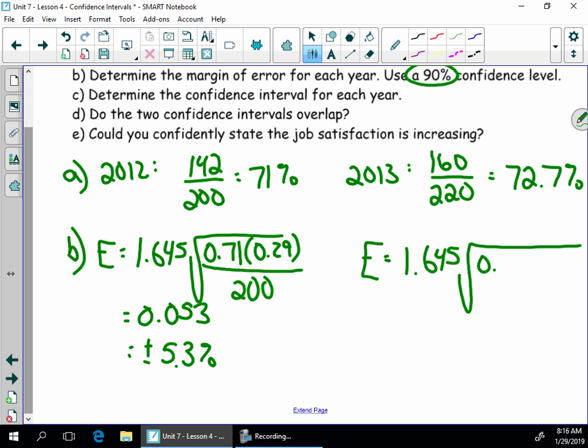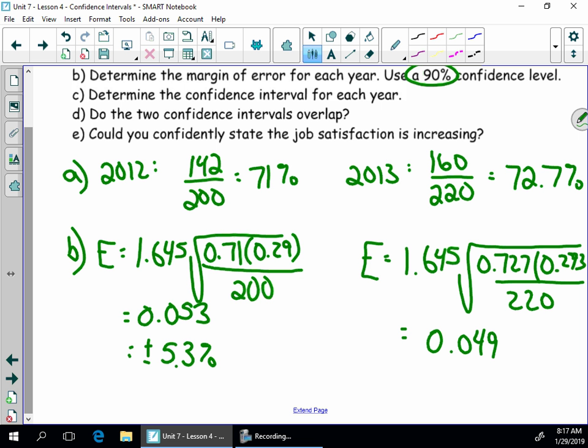Okay, our p this time was 0.727. So we'll have 0.2773. That's q. And this time we talked to 220 people. So over here we'll get a margin of error of 0.049. If I do it with my calculator, I do the stuff under the root sign first, then take the root of it, then multiply by 1.645.